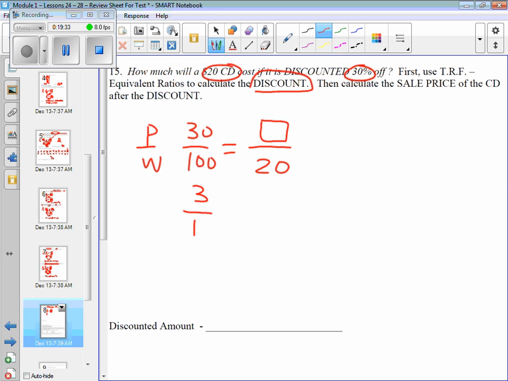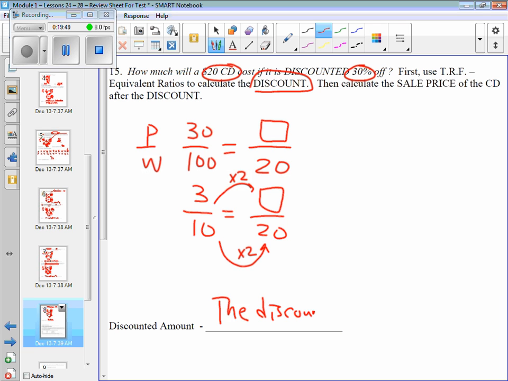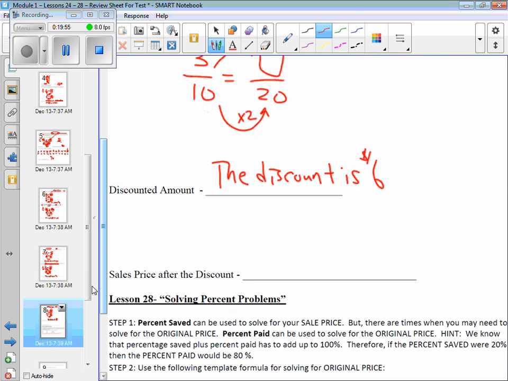Reduces to 3 over 10. Have to multiply by 2. And the discount is $6. And then they take it a step further and want to know what the sales price is after the discount, so you have to subtract. 20 is the original, take away the discount, and you wind up with $14 is what she's going to pay for the CD after her discount.